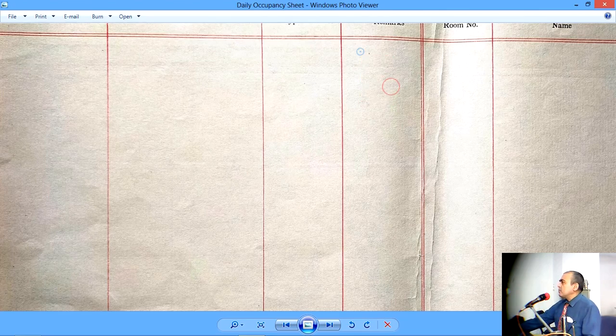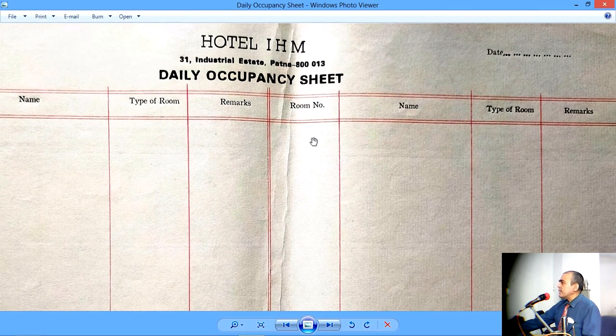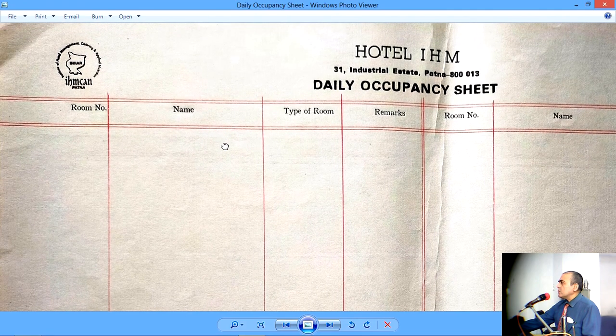So moving on to the other side, the entries are same, so I don't think I need to explain. But I think I should also tell you what is the use of this document. The first thing is, I think, this document is a reference for all point of sale.